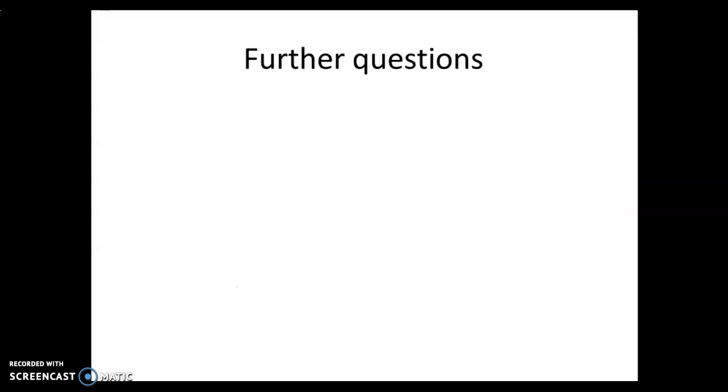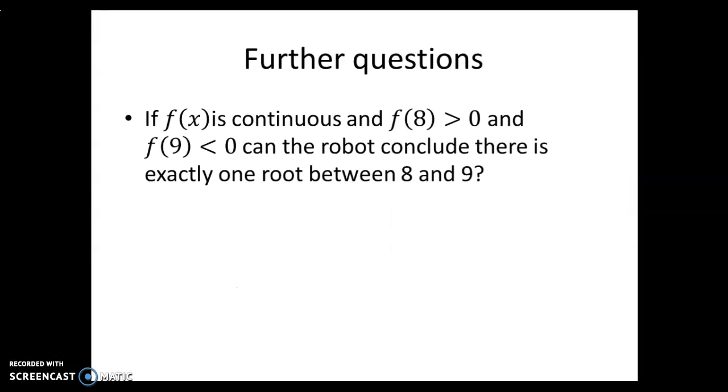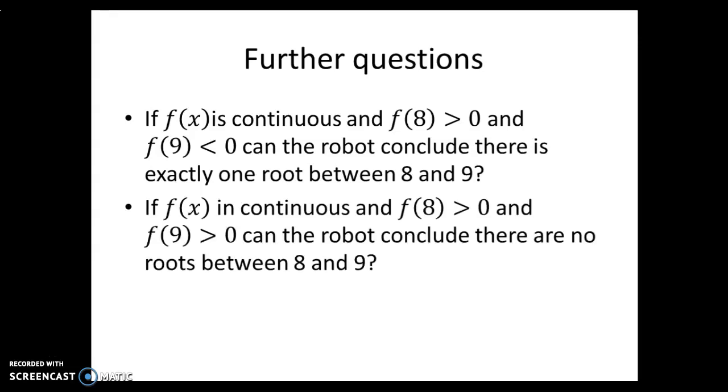So now I've just got two further questions for you to think about, which I'm not going to give the answer to. Feel free to ask. But we need to be precise, as always in maths. If f of x is continuous and f of 8 is greater than 0 and f of 9 is less than 0, can the robot conclude there is exactly one root between 8 and 9? If f of x is continuous and f of 8 is greater than 0 and f of 9 is greater than 0, can the robot conclude there are no roots between 8 and 9?